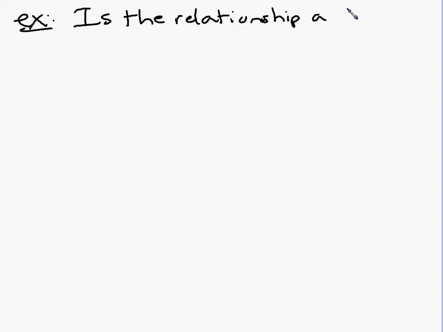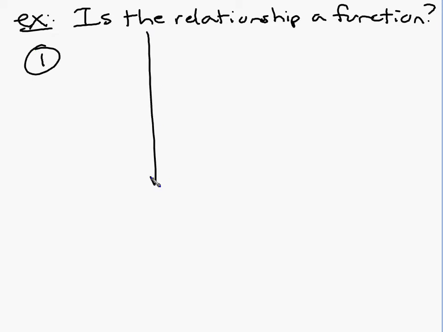I want to look at some examples like you're going to see in homework. These are pretty easy. They're going to ask you, is the relationship a function? And there's several ways that we could look at these. We could look at it graphically, like I already talked about. They could give you a graph of some kind, or maybe they ask you to graph it.